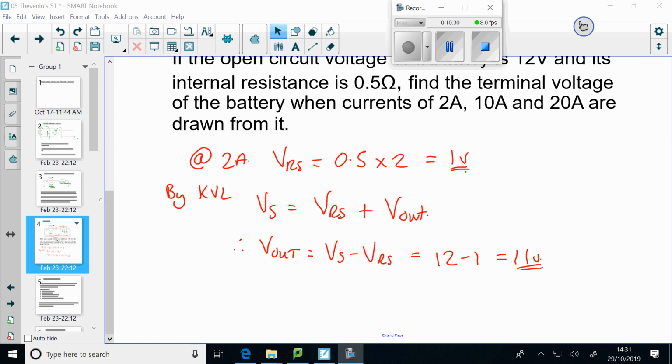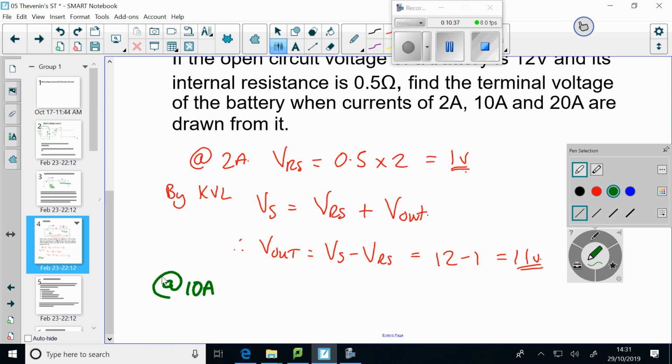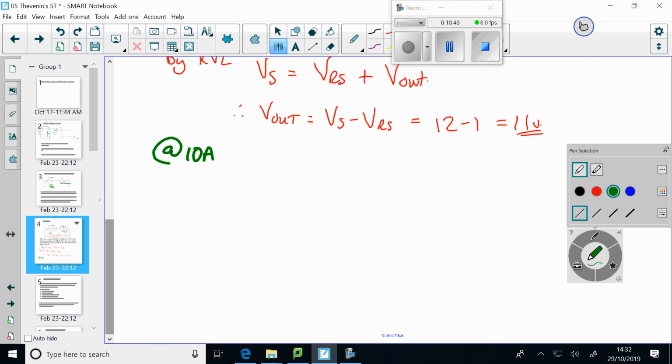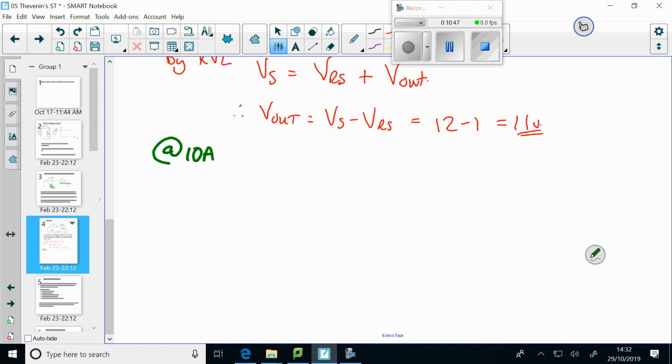Okay, so at 10 amps, what have we got? VRS equals 0.5 times 10, 5 volts. Yep. So we're dropping more voltage across the internal resistance. So V out is 12 minus 5, 7 volts.